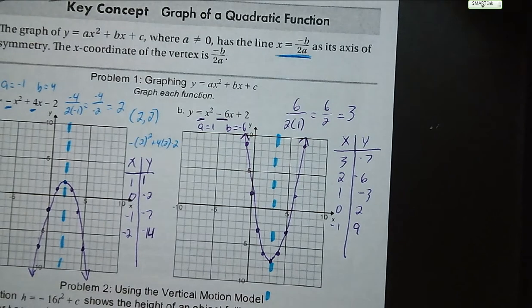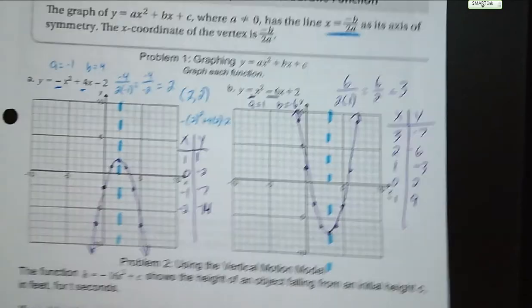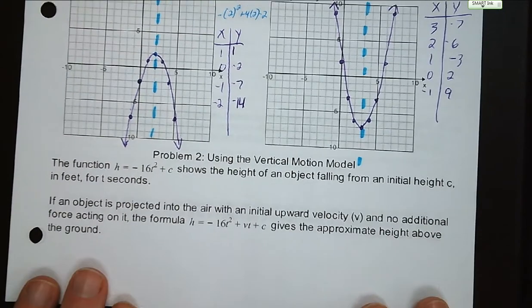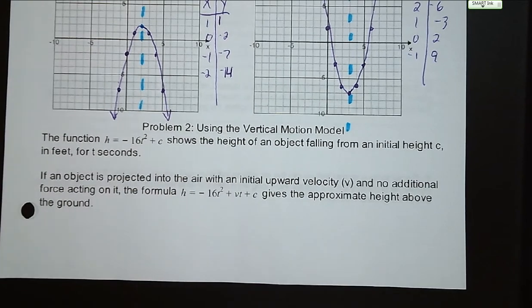All right. So taking a look down below, problem 2 is using the vertical motion model, and the function h equals -16t squared plus c is the height of a falling object. We used this in our last lesson, so we're going to tweak it a little bit. The object is projected into the air, launched upwards somehow. We call this projectile motion, and it has no other force acting on it other than gravity. There are no engines, nothing like that.